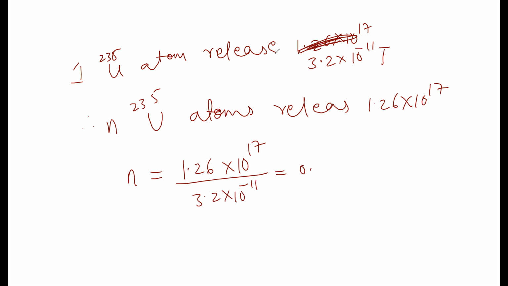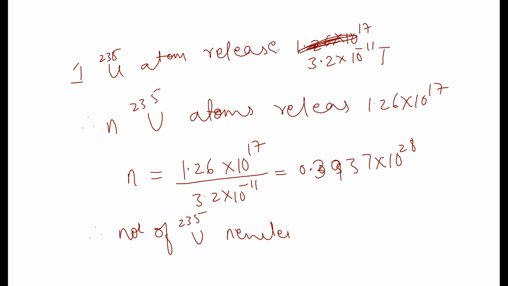Simplifying, we get 0.3937 into 10 to the power of 28. So this is the number of uranium-235 nuclei that undergo fission in T seconds.